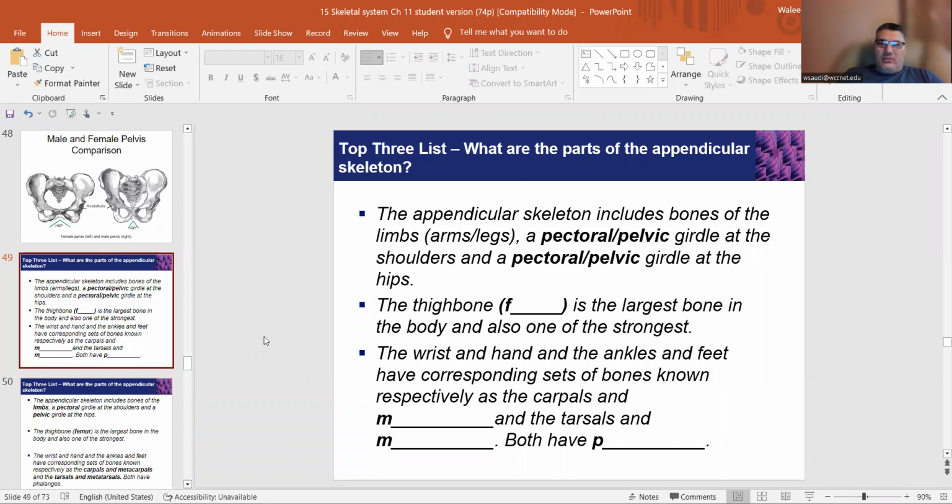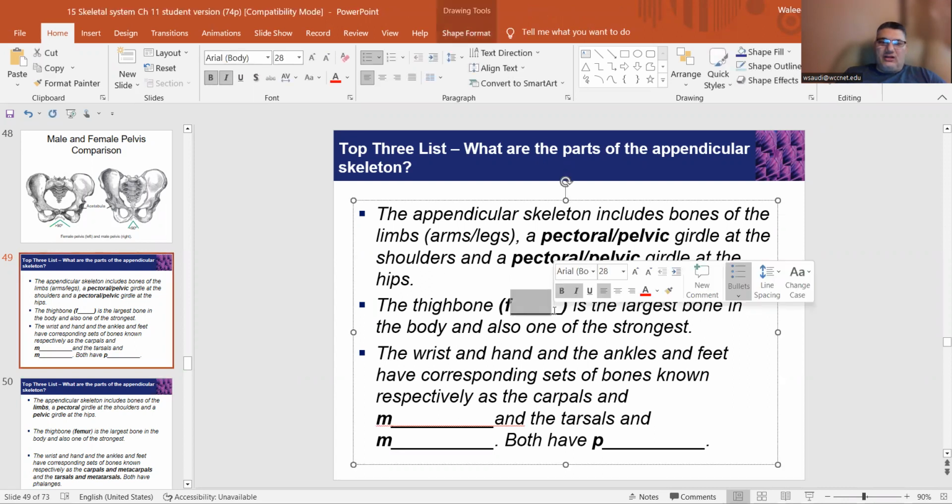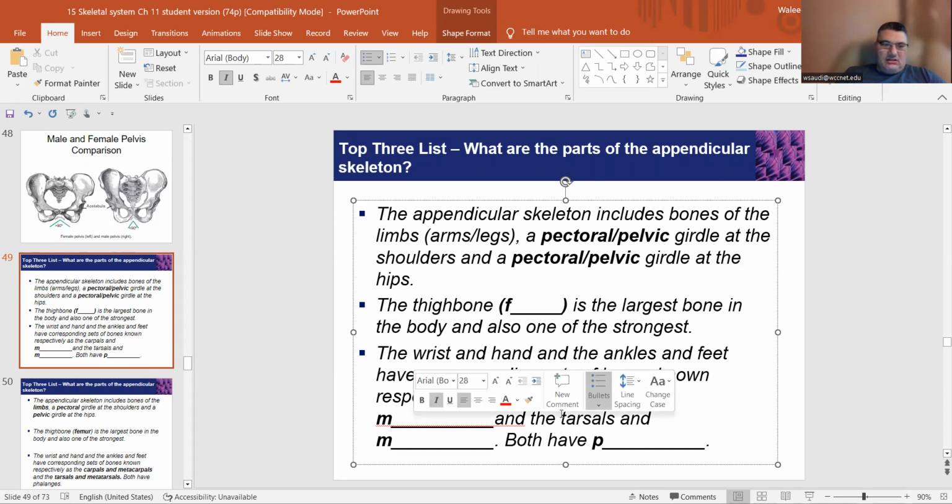So the appendicular bones are upper limb and lower limb. The lower limb is attached by the pelvic girdle, which is the pelvic bone. Hip is the most important one. The thigh bone is called the femur, the big bone in your thigh. Wrists and hand and ankle and feet correspond to metatarsal, tarsal, metacarpal, and carpal.